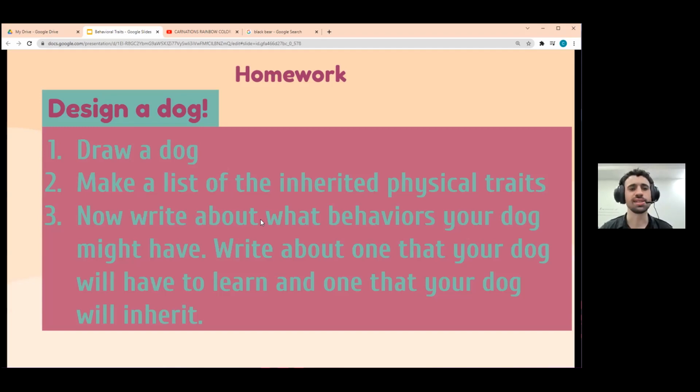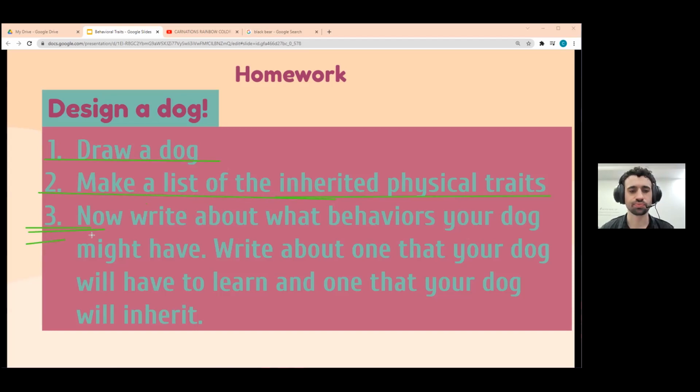Second, I want you to make a list of inherited physical traits, traits that came from its parents. You guys have done this before, so this should be easy now. Tell me the fur color, the eye color. Do they have floppy ears or pointy ears? Those are the inherited physical traits. Numbers one and two are nothing new. Drawing a dog and making a list of traits is something we have done before. Number three is where you need to spend your time to focus.